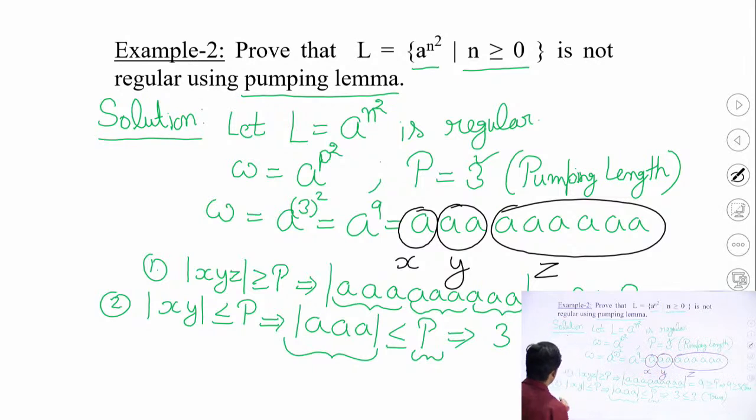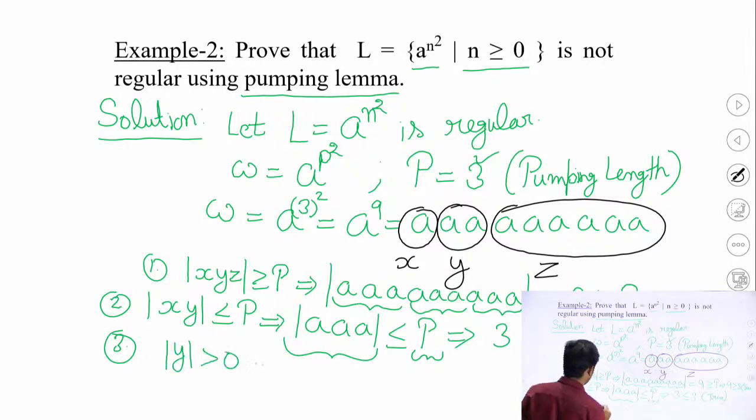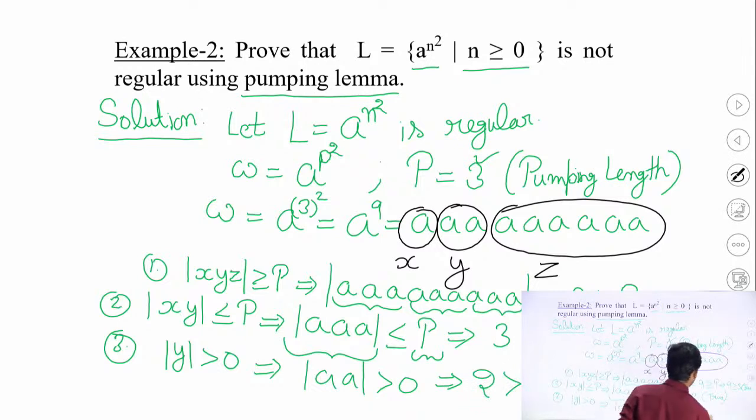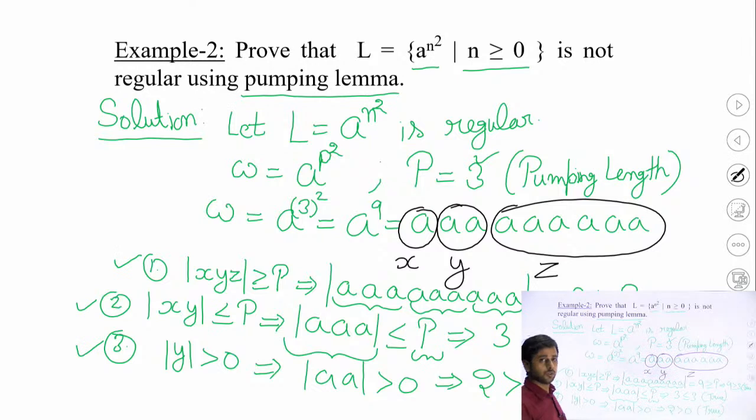Now see the third condition, that mod of y is greater than 0. What is mod of y? y is a, and we can say the length is 2. 2 is greater than 0. So this condition is also true. These three conditions are true. Now check for the fourth condition.